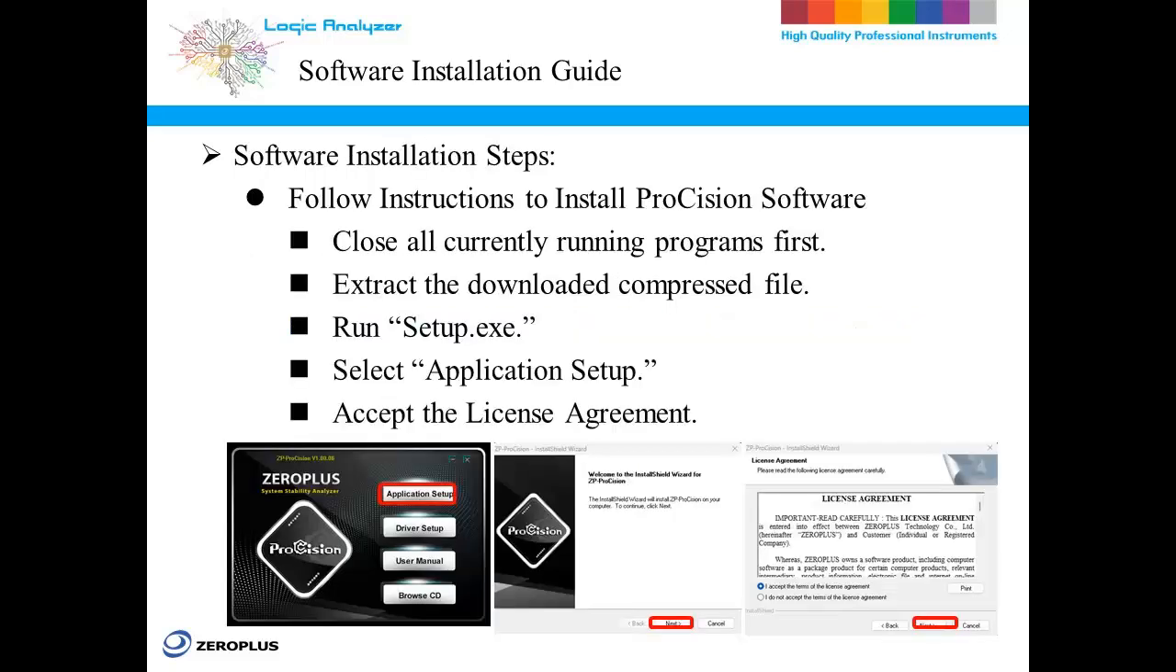Quick tip: before you start installing, it's a good idea to close any other programs you've got running. It helps avoid any hiccups. Next, unzip the downloaded file, then run the setup.exe inside. The screen will ask what you want to do. Just pick Application Setup and hit Next. After that, you'll see the license agreement pop up. All you need to do is choose Accept, and you're ready to keep going.